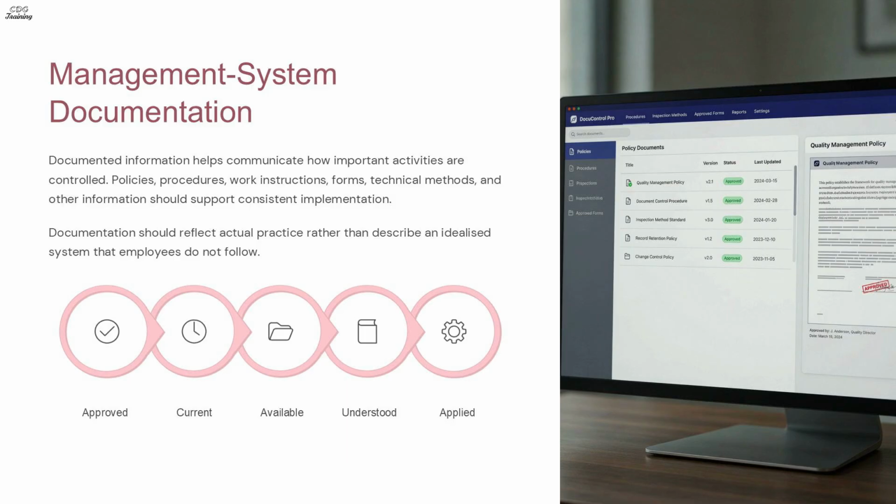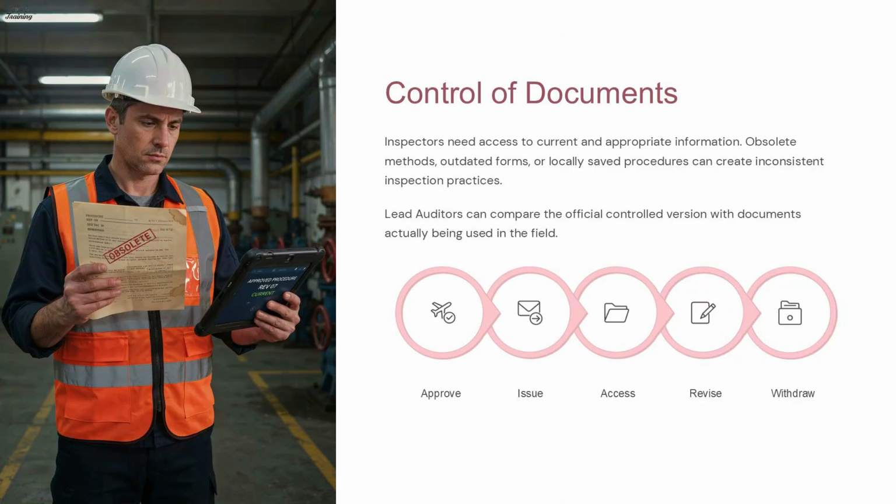Documentation should reflect actual practices and support consistent implementation. It includes policies, procedures, and technical methods that are approved, current, available, understood, and applied. Inspectors need access to current and appropriate information. Lead auditors compare the official controlled version with documents used in the field to ensure consistency.